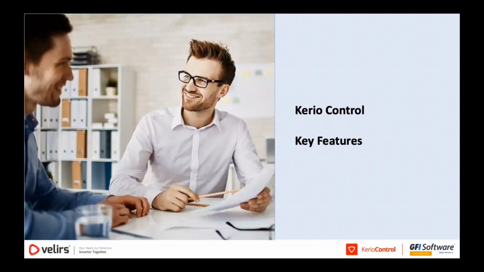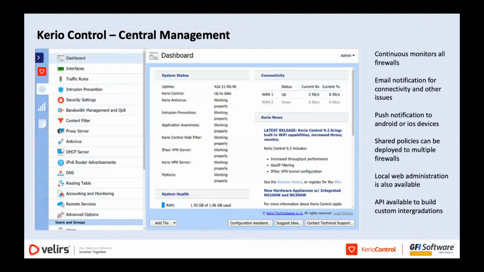Now, talking about key features, there are a lot of features in the product, so I'm not going to touch base on everything. Quickly moving on to a few points. Number one, it's central management. On the left-hand side, what you see is the actual screen, a dashboard of Kerio Control as a firewall. It continuously monitors all the firewalls, being a centrally monitored system. It can send an email notification, push notification to devices. And the good part is you can create shared policies among all the devices.